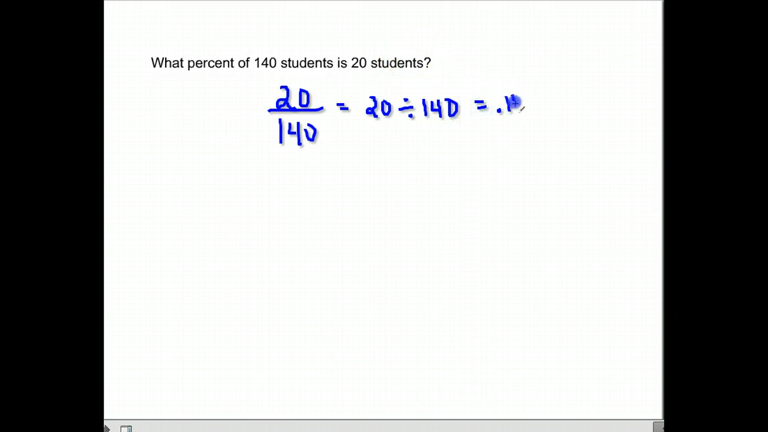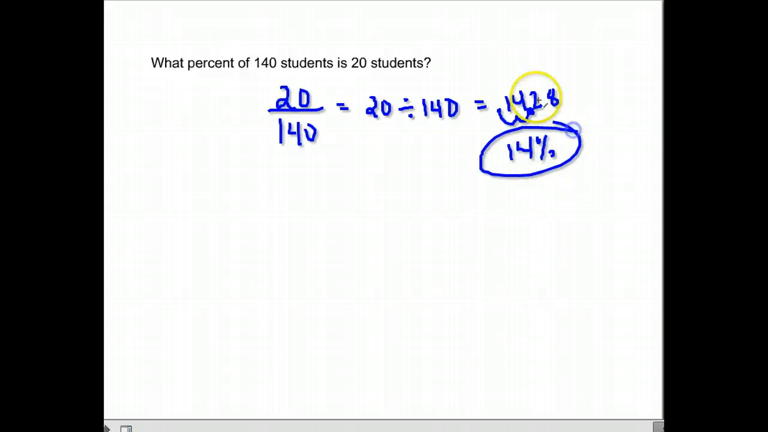That gives me 0.1428 about. Then we would change that decimal to a percent. Move the decimal 2 places to the right, and it looks like it's about 14%. So first we wrote it as a fraction, 20 out of 140. We wrote that as a division problem, the top of the fraction divided by the bottom of the fraction. And then we changed our decimal to a percent.